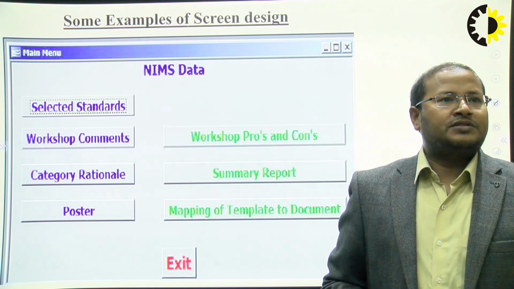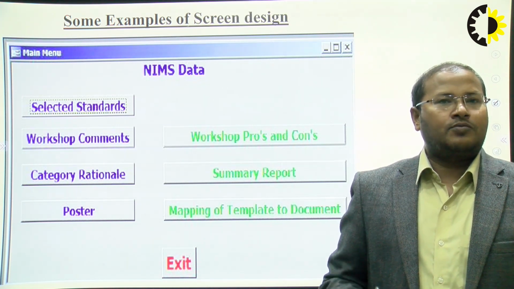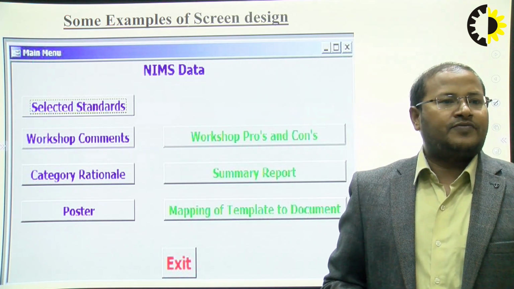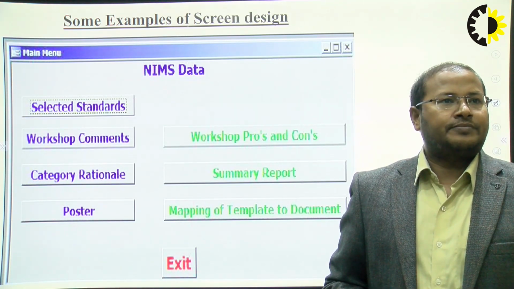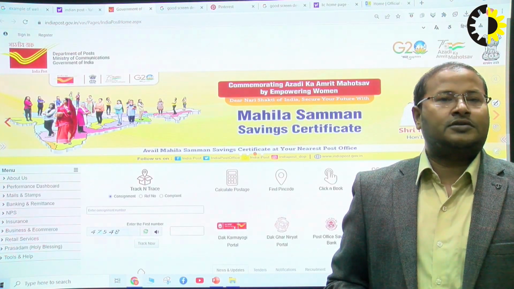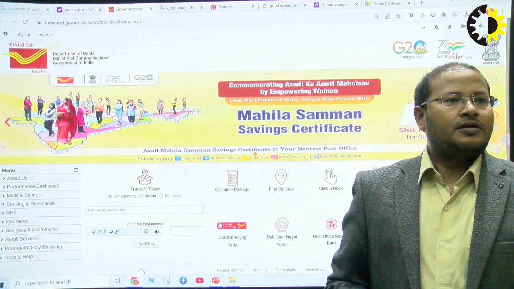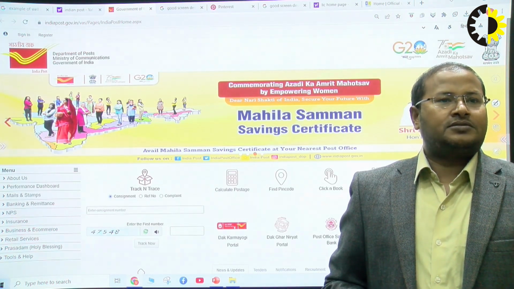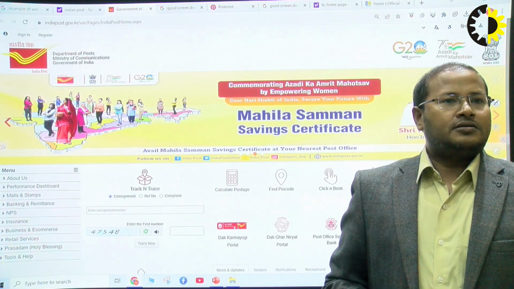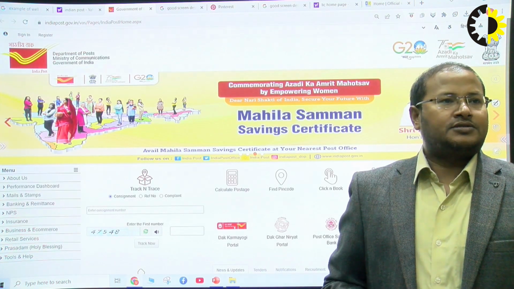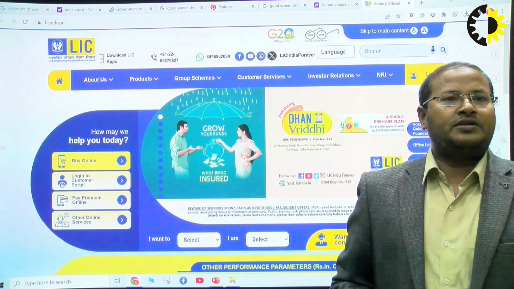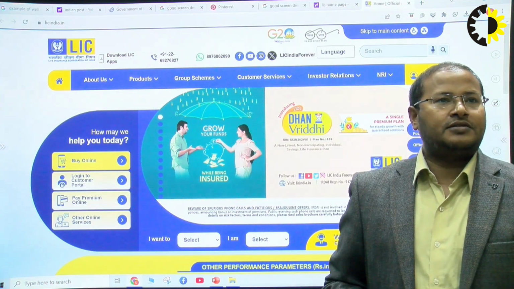I have given some examples of screen design. Here one screen is showing the main menu and different buttons and menus. The next screen I have taken from indiapost.gov, the home page of the Indian Post website, and this is an example of a screen. This is the LIC India website home page. This is also an example of a screen.